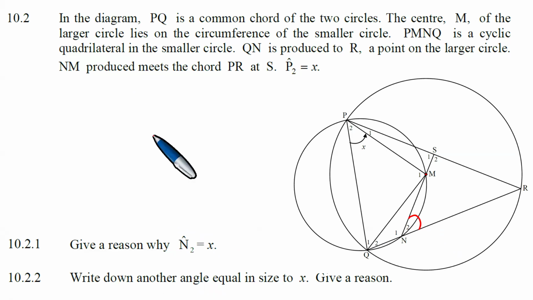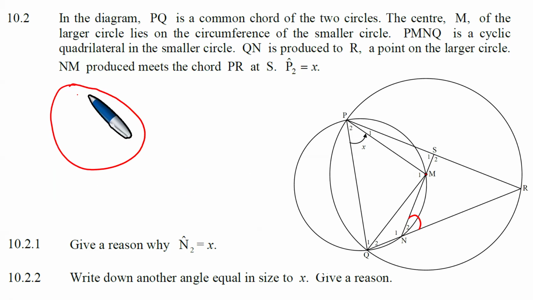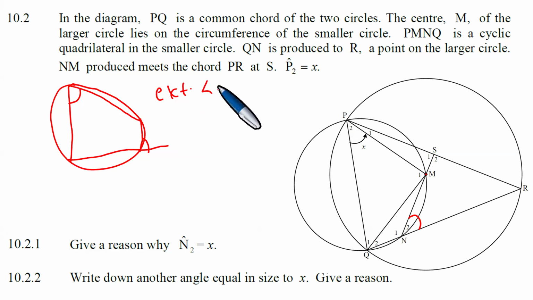We remember from grade 11 some of the very important results we learned. If there is a circle and we perform a construction like this, this angle is always equal to the angle there. Why is this the case? This is called the exterior angle of a cyclic quad, and that is what we state as our reason: exterior angle of cyclic quad.